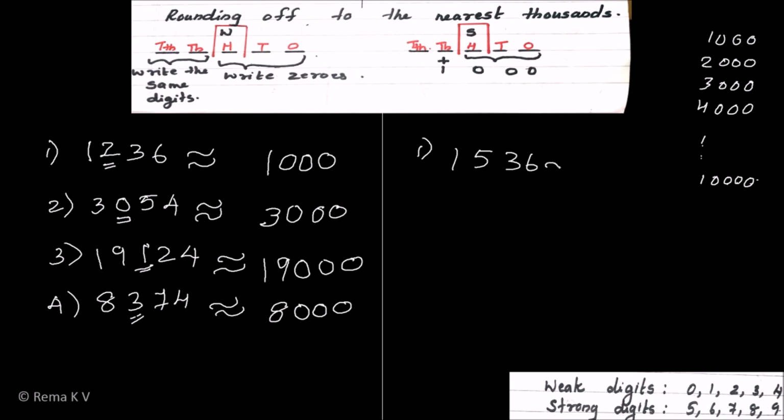1,536. This is rounded off to. In the ones place put 0, tens place put 0, in hundreds place also you have to write 0. Now check the digit in the hundreds place. It is 5 here. So 5 is a strong digit. We have to add 1 with this thousands place digit. So 1 plus 1 gives 2. So 1,536 is rounded off to 2,000. Let us consider another example.